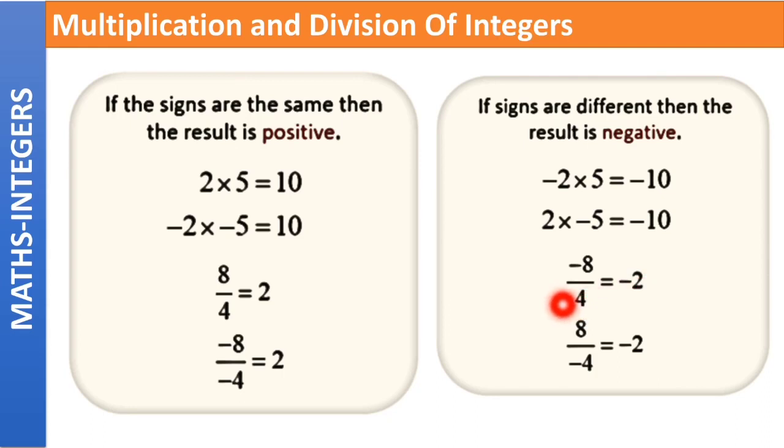Absolute value, again, what is absolute value? Absolute value is the value of the number without the sign. The number is minus 8 but the absolute value is 8.